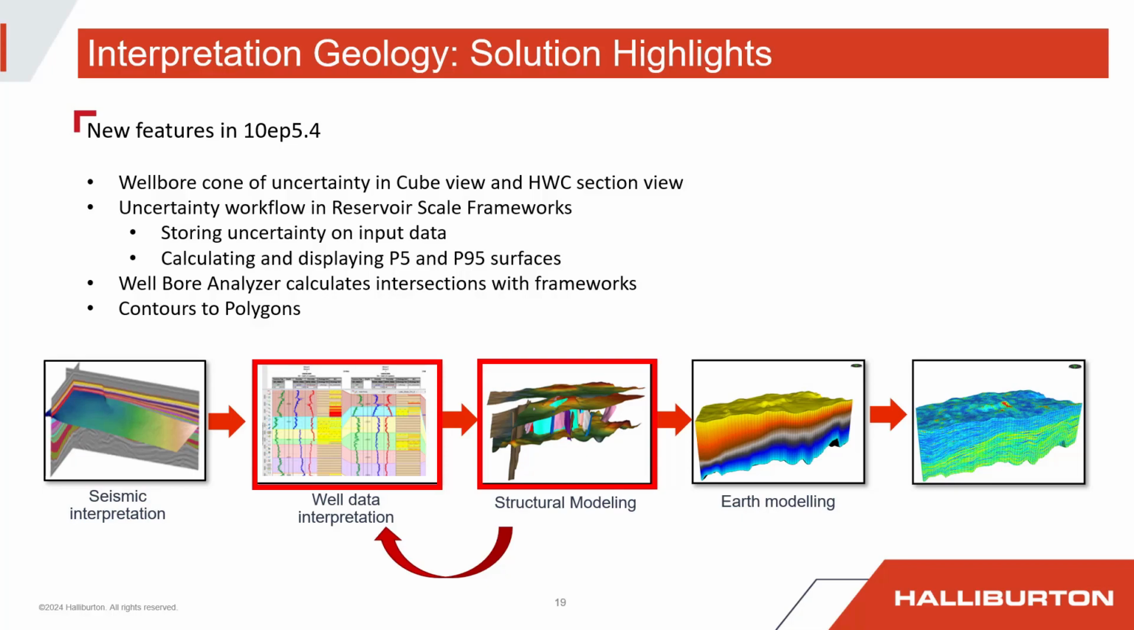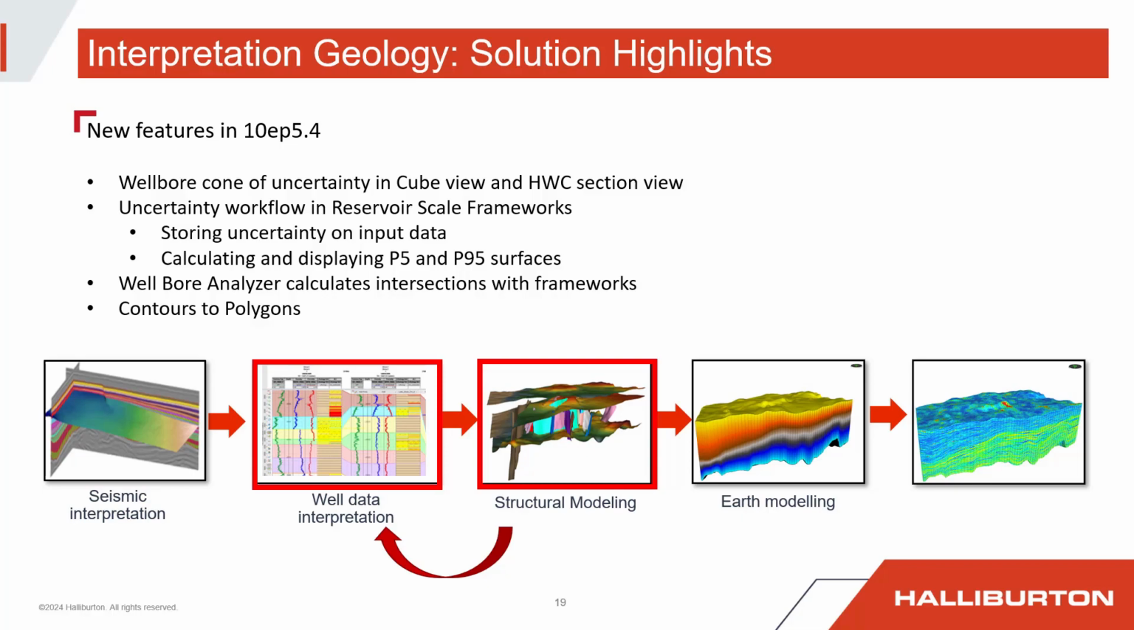The uncertainties are also very valuable in volumetrics, well planning, and risk management. We have added the option to display the wellbore cone of uncertainty to cube view and HWC section view, and integrated uncertainty into the new reservoir scale frameworks. This is a new type of framework in 10ep.5.4, and more information can be found on the 2D mapping and frameworks What's New video. To complete the workflow using uncertainty, we now enable framework surfaces to be used in Wellbore Analyzer to find prognosed picks for well planning reports, and we can convert framework contours to polygons to use in volumetric calculations.